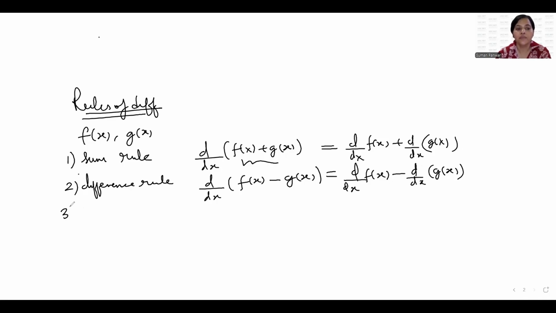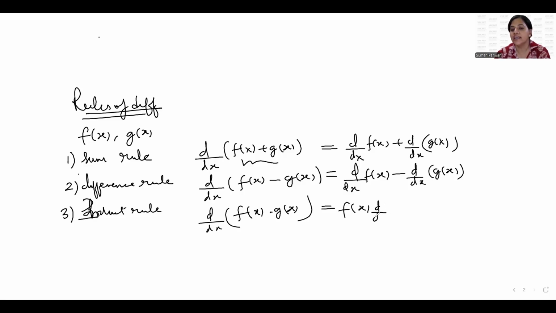Number 3, product rule. So what is product rule? We have two functions, d by dx of fx multiplied with gx. This is going to be fx d by dx of gx plus gx d by dx of fx. This is called product rule of derivatives.